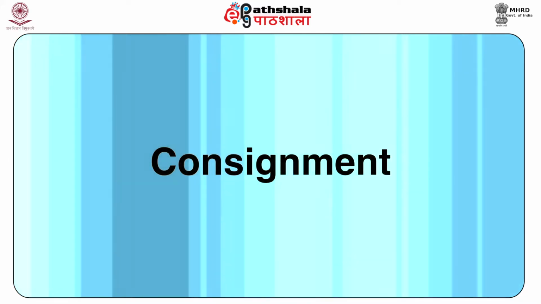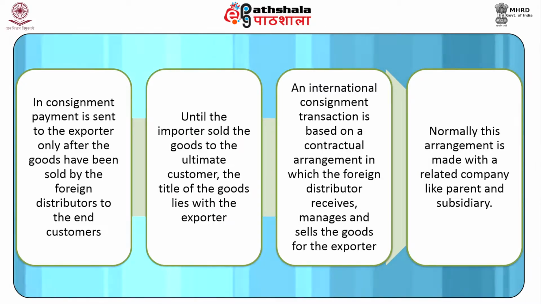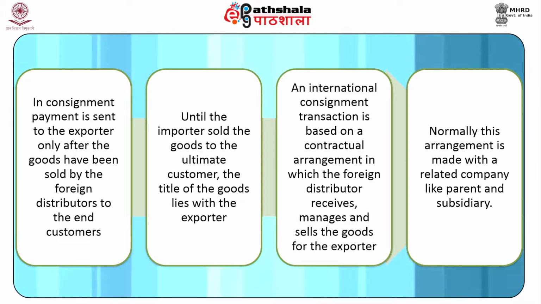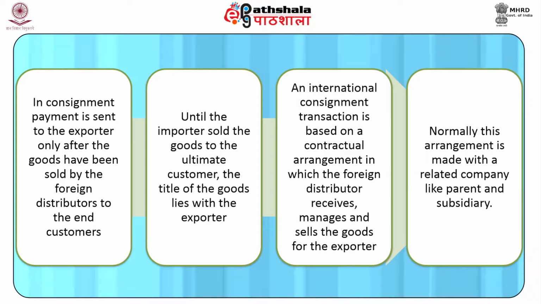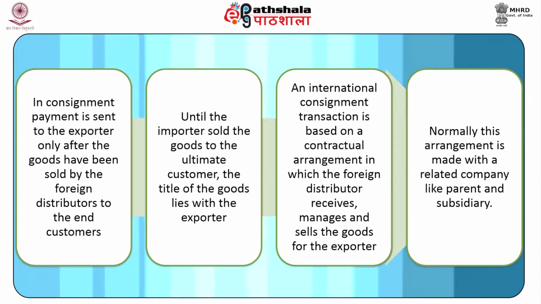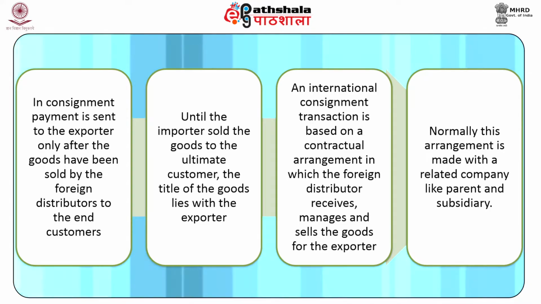Next is consignment. In consignment, payment is sent to the exporter only after the goods have been sold by the foreign distributors to the end customers. Until the importer sold the goods to the ultimate customer, the title of the goods lies with the exporter. An international consignment transaction is based on the contractual agreement in which the foreign distributor receives, manages and sells the goods for the exporters who retain the title of the goods until they are sold. Normally, this arrangement is made with a related company like parent and subsidiary. Exporting on consignment is very risky as the exporter is not guaranteed any payment and its goods are in a foreign country in the hands of an independent distributor or agent.